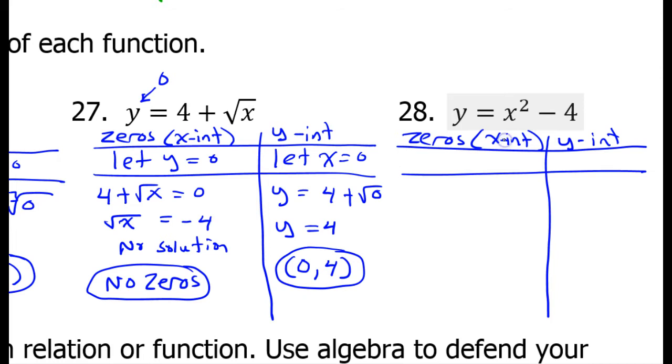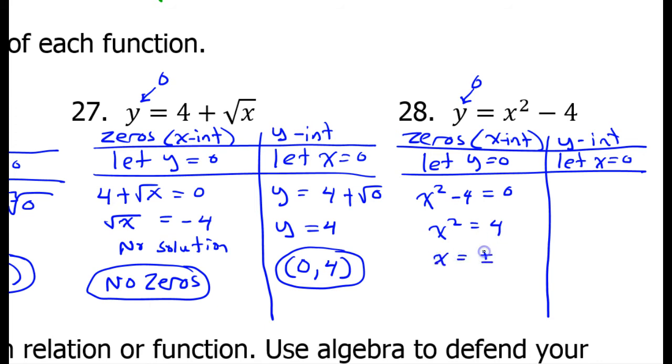If you want to find the x-intercept, you let y equal 0. If you want to find the y-intercept, you let x equal 0. So, letting y equal 0 means setting the entire function equal to 0. That's x squared minus 4 equals 0. Adding 4 to both sides, you get x squared equals 4. Taking the square root of both sides, you have x is equal to plus or minus 2. Don't forget the plus or minus, because the zeros are 2 and negative 2. Alright, so there are 2 zeros.